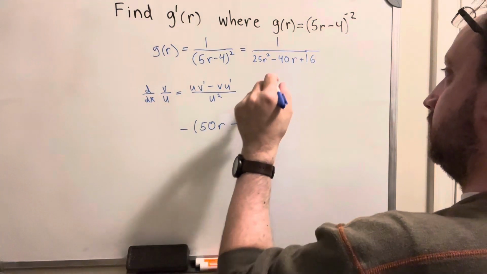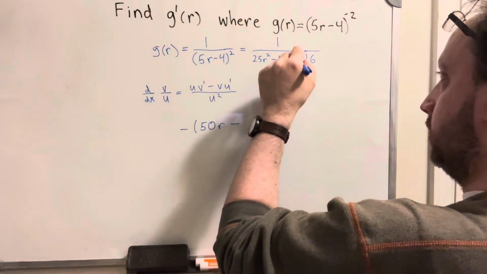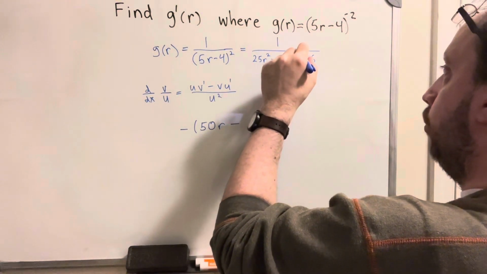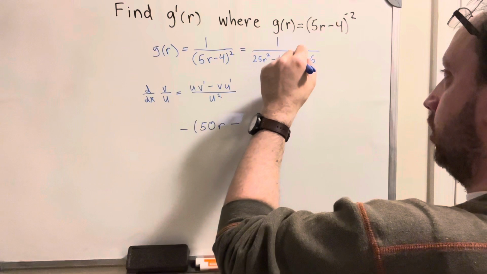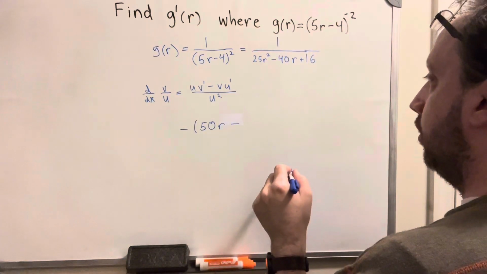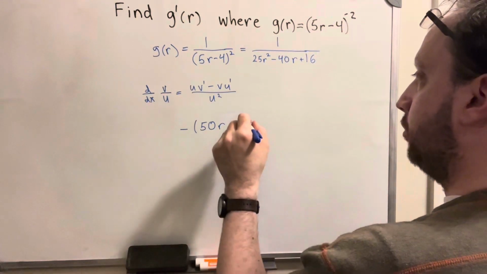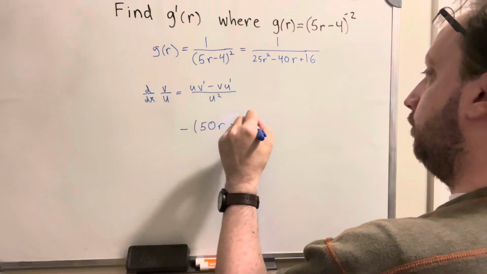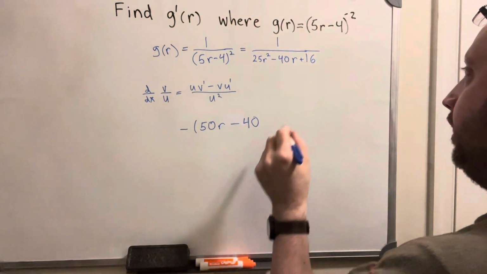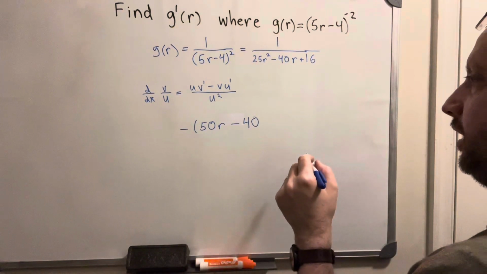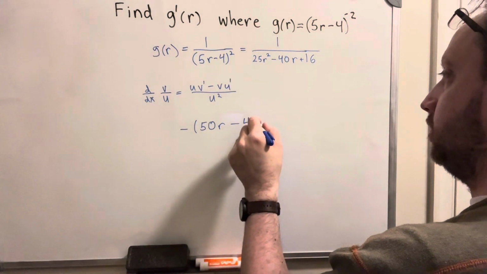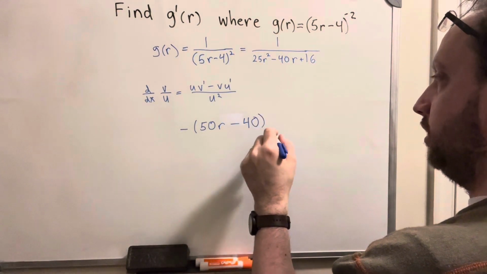Well, this is just a 40 because r is r to the first. 1 times 40 times r to the 0th. R to the 0th is just 1. So this is minus 40. And what's the derivative of 16? 16 is a constant, so its derivative is just 0.